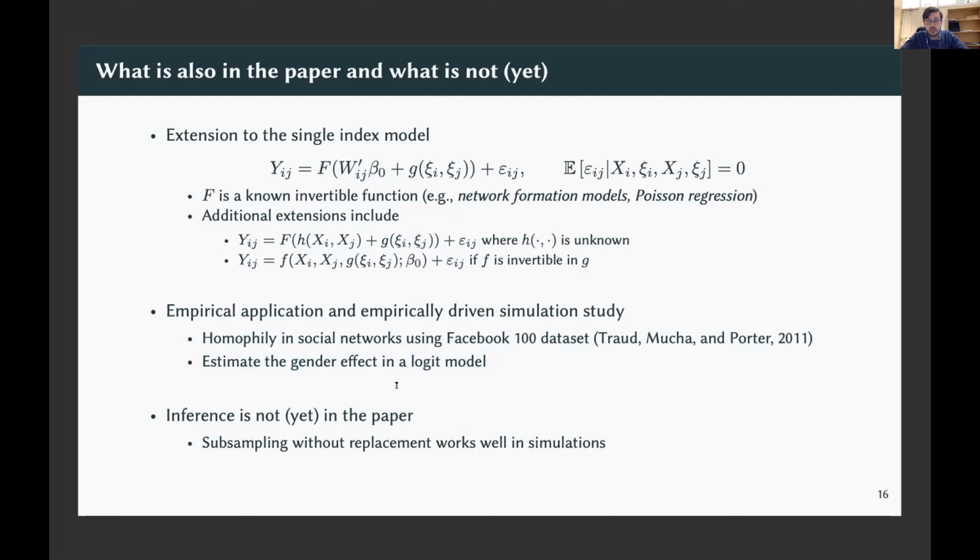This paper is mostly on identification and estimation. Inference is not yet a part of the paper. I think it's objectively hard, if not completely impossible. But at least in simulation, subsampling without replacement works really well, and that's one of my hopes for how you can also do inference in this model. Okay, that's pretty much what I wanted to cover today.